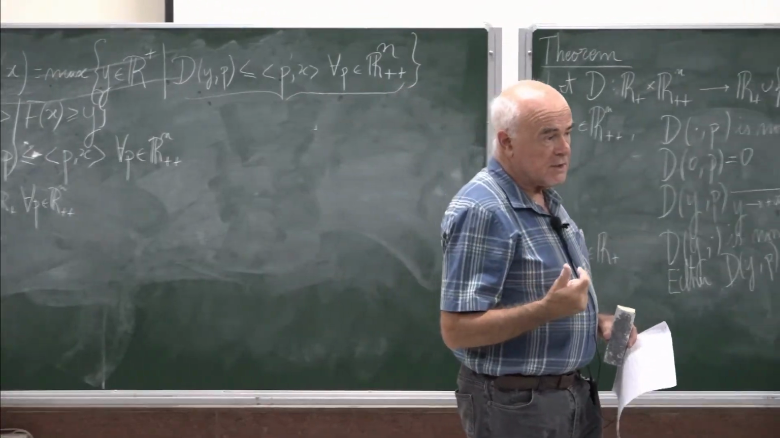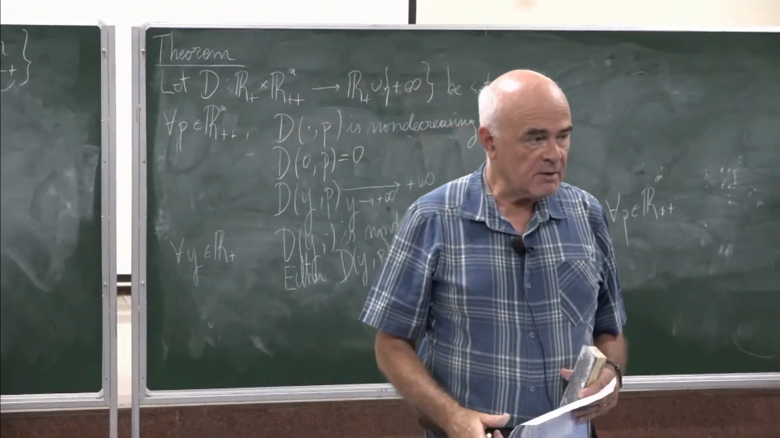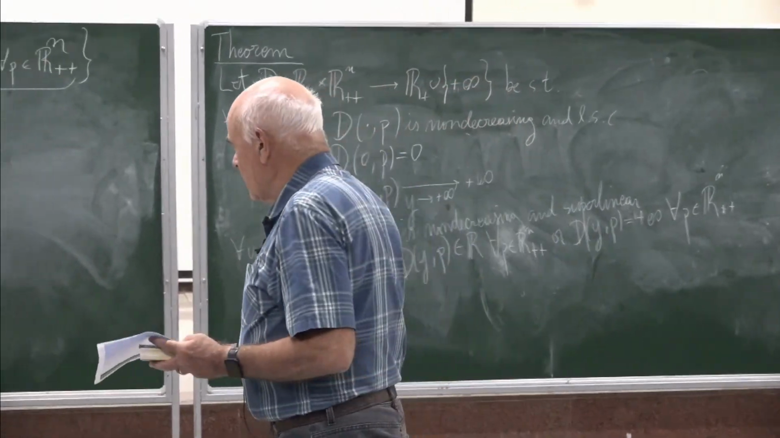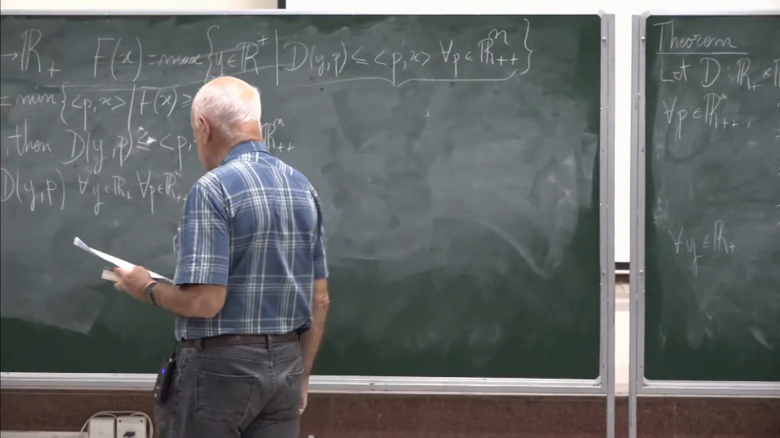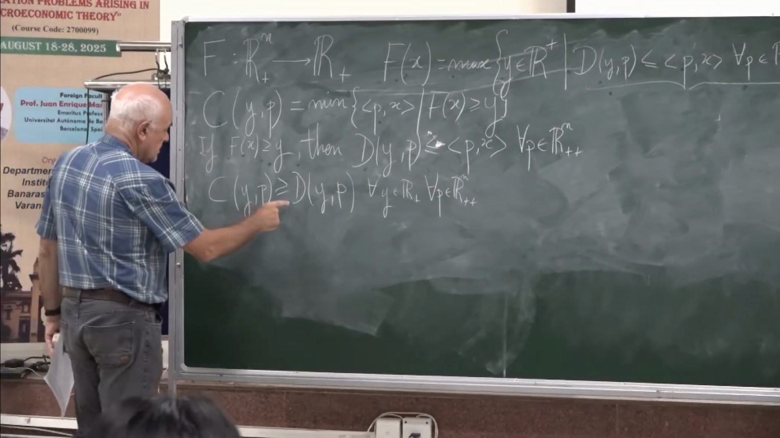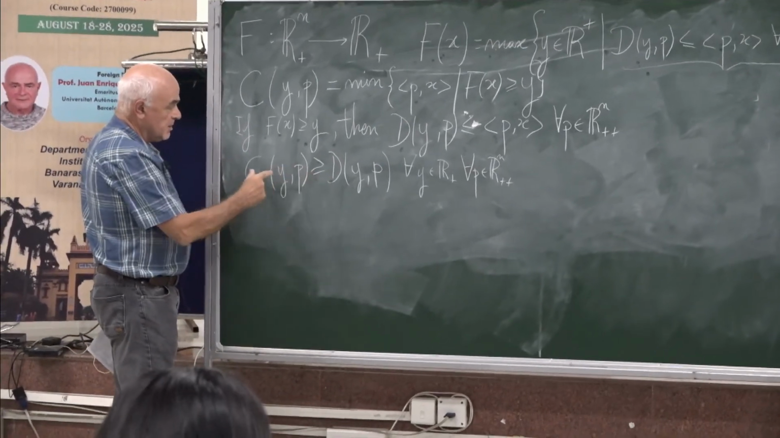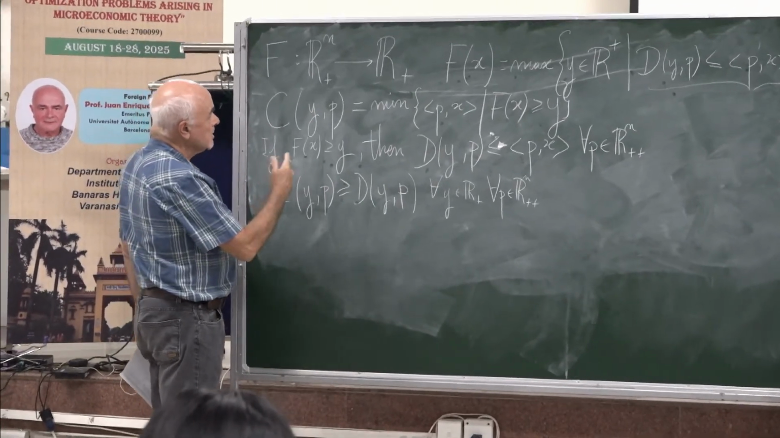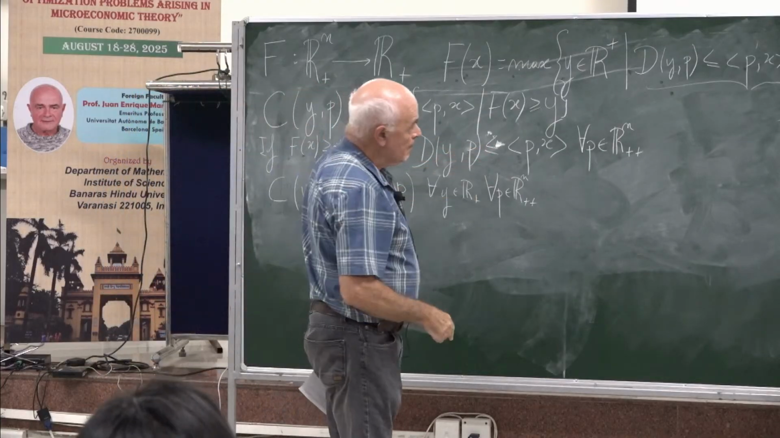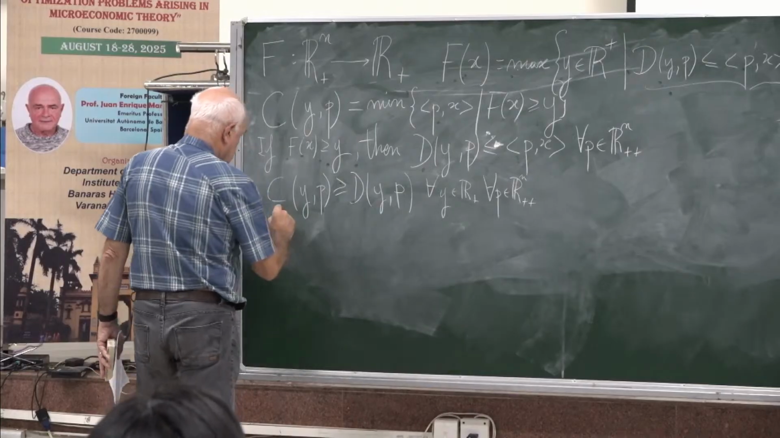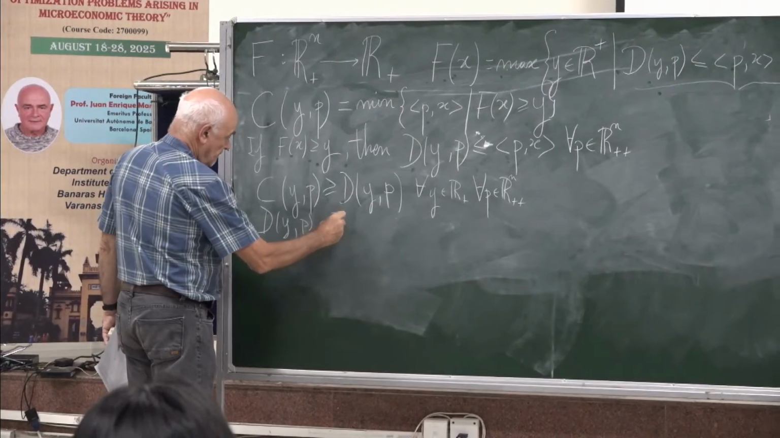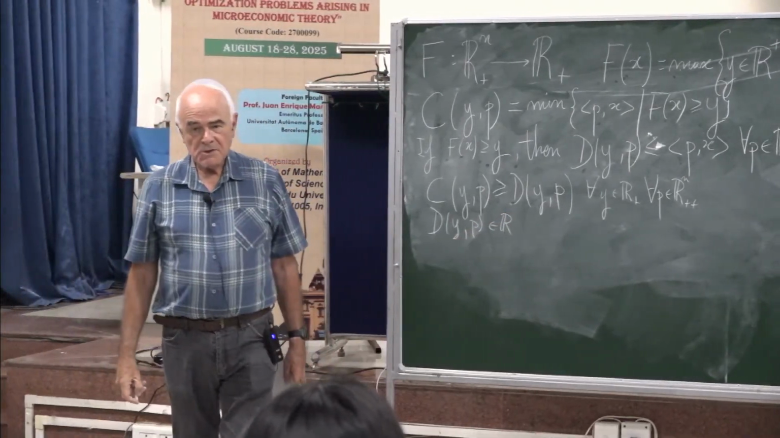We want to prove that c equals d. Well, we have already got something, that c is greater than or equal to d everywhere. Now, d of yp is smaller than this number and is non-negative. Okay, look at the definition of d. And then d of yp is a real number. That's obvious.